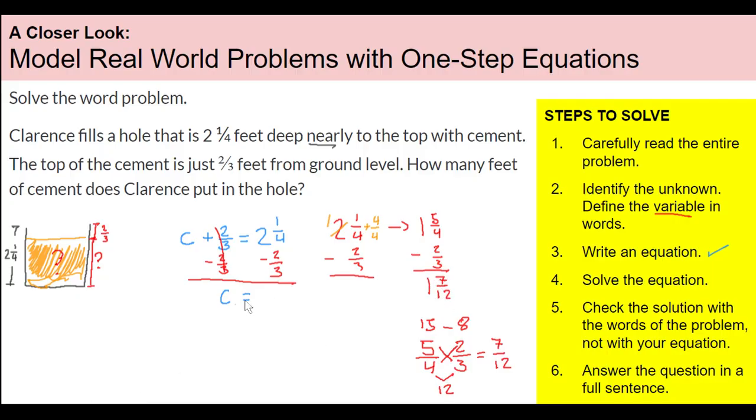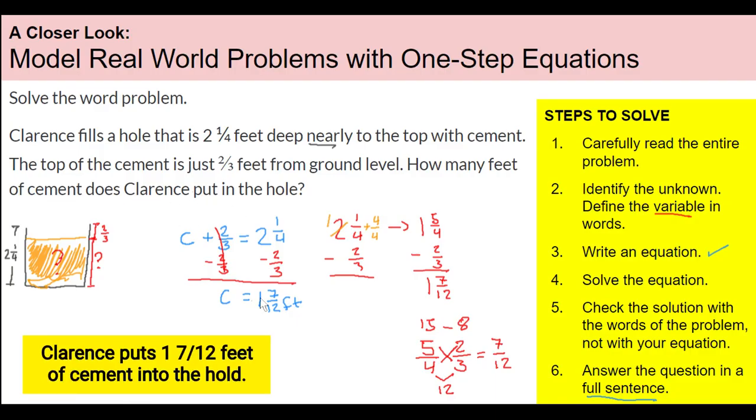So how much cement did we put in? 1 7/12 feet. And you can check it, plug it back into the equation. Maybe you want to change this to decimals to get an approximate. Then you'd see that 1 7/12 plus 2/3 does equal 2 1/4. All right, and then as always, let's write a full sentence to show that we fully understand. Look at the question. How many feet of cement does Clarence put in the hole? Clarence puts 1 7/12 feet of cement in the hole.